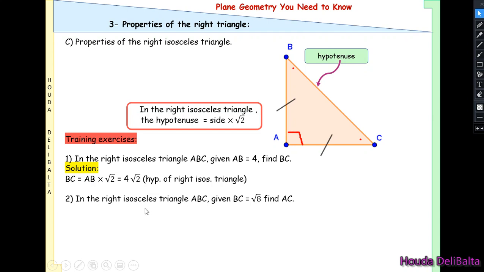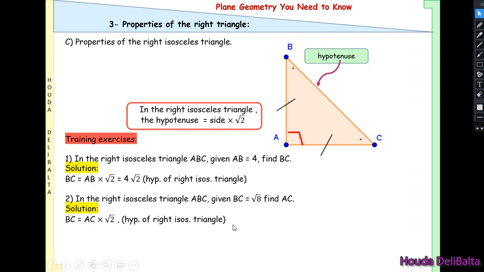Another example. In the right isosceles triangle here, given that BC is radical 8, so the given now is the hypotenuse and we need to find the side. Again, the difference between this exercise and the previous one is that the given there is this side and we need to find the hypotenuse, while the given here is the hypotenuse and we need to find this side. Again, we write the same rule. The hypotenuse is equal to this side times radical 2. That's the hypotenuse of the right isosceles triangle.